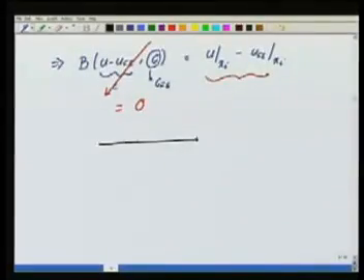Now what happens for any other point? If I have any other point which is not a node, let's take this point. If at this point I apply a unit load, then the exact solution to this problem will be like this.